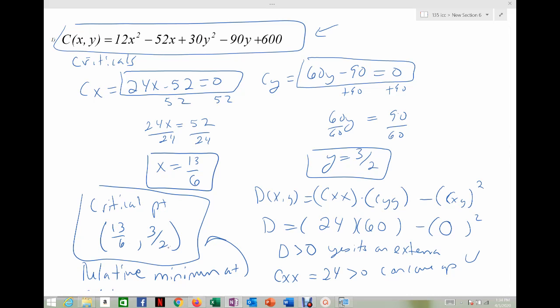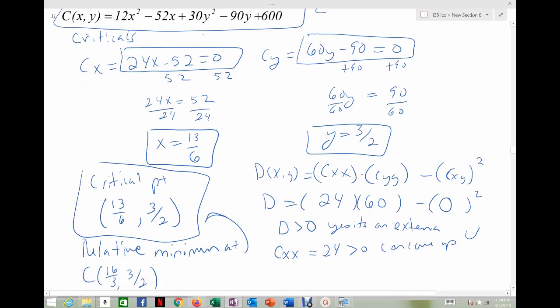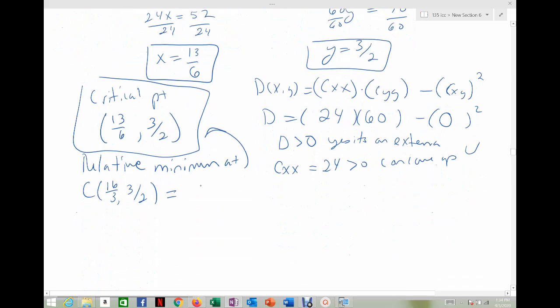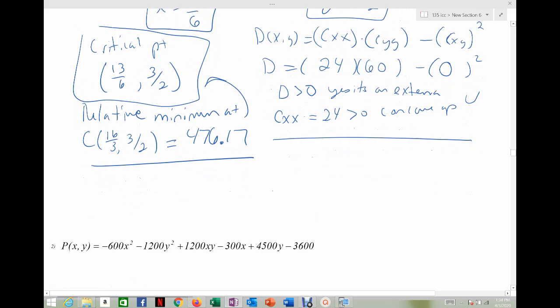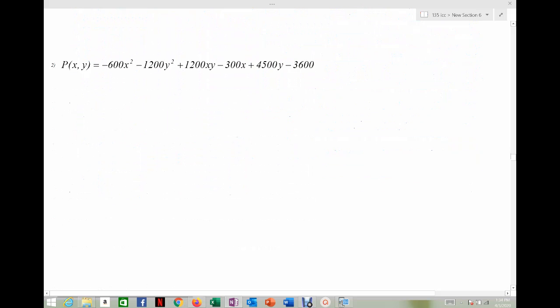So when I plug it in, again, make sure you're careful. It's really easy to mistype, especially with the fractions. When I plug it in, I get 476.17. You might want to double check me on that. And so that's the value that I get. That would be the minimum when I plug in my critical point. And it's a minimum because my test said it was. Alright, the next example. P of x, y. So I'm assuming this is a profit, so I'm going to guess it might come out as a maximum. We'll see.